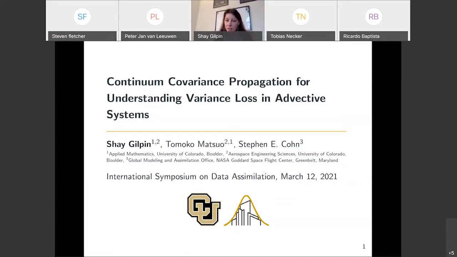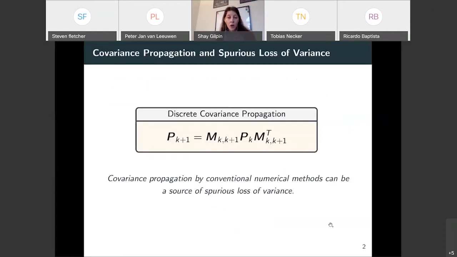Now, variance loss is a topic that is often discussed in data assimilation, especially with respect to the measurement update step and sampling errors. But what I'm going to do today is look at variance loss from a different angle in order to try to understand its root cause. And to do that, we will consider covariance propagation. The equation for discrete covariance propagation that we'll be considering throughout this talk is given here.